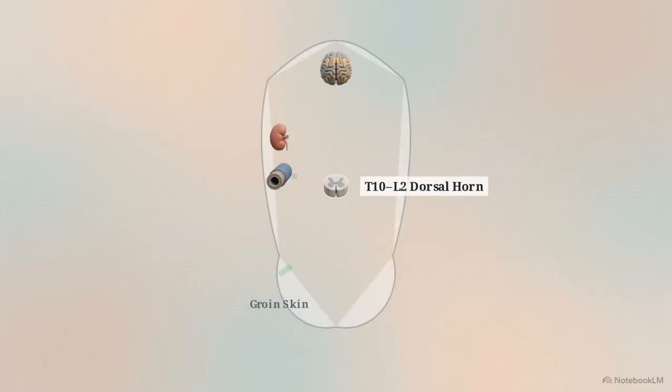Visceral afferent nerve fibers from the ureter converge in the exact same dorsal horn segments as somatic afferent fibers originating from the groin skin. The brain misattributes the deep visceral distress as a surface-level groin injury.